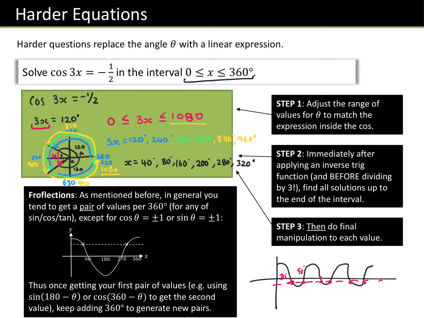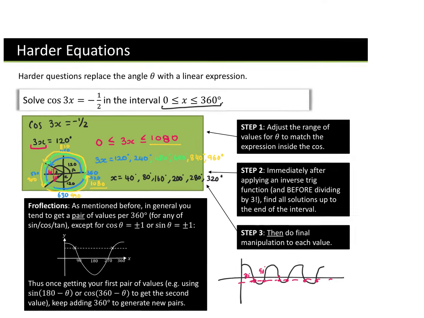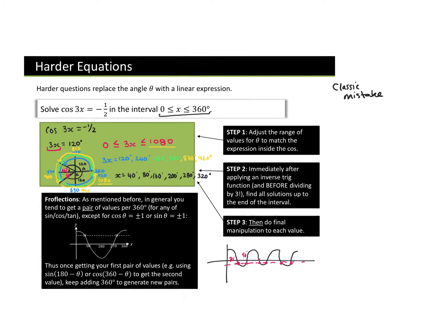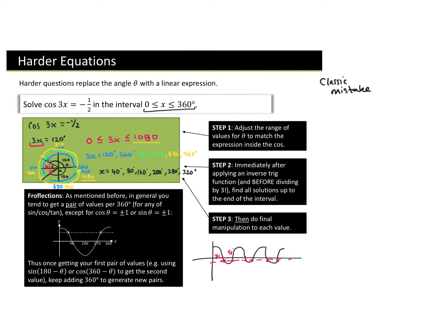Now, the reason why I say we don't divide first, and I'm going to do it here. Classic mistake. Are we ready for this classic mistake? Okay? This here is a classic mistake. So, they've done cos of 3x equals negative a half. They've got 3x equals 120, so that means x equals 40 degrees.